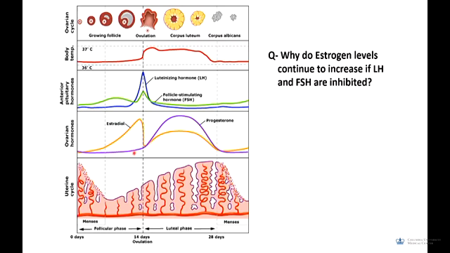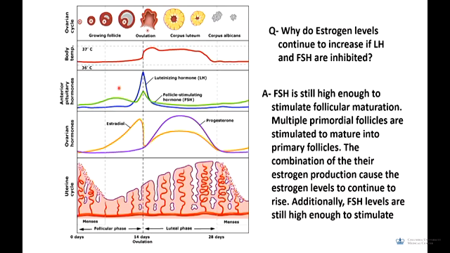This is shown on this chart. If you have a really good understanding of this diagram, you might pretty much understand female reproduction, or at least the menstrual cycle. A question that I had throughout this is, why do estrogen levels continue to increase if LH and FSH are inhibited? It has to do a lot with the growing follicle. FSH is still high enough to stimulate follicular maturation, so these follicles are going to be releasing estrogen. And in addition, FSH levels are still high enough to stimulate estrogen production as well.